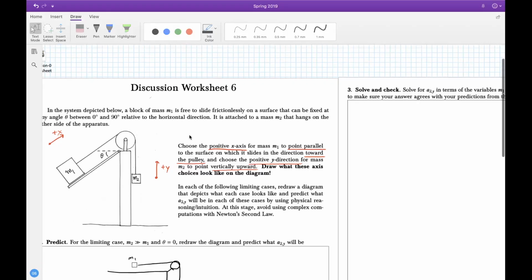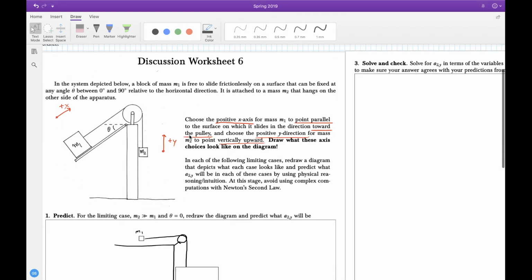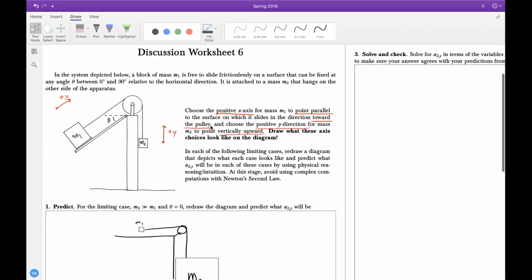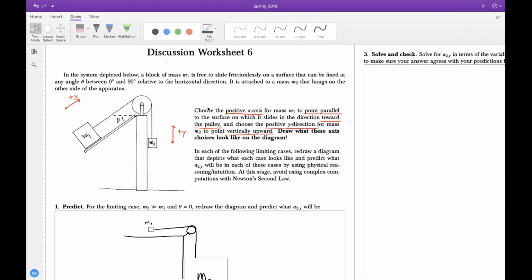Alright guys, so let's get started doing this problem from discussion worksheet 6, and let's just jump straight into it. I've already gone ahead and labeled the first part of the problem, which I think most of you got right. The directions are actually given in the beginning of the problem. It says to label the positive x-axis as being parallel to the surface on which the object slides.